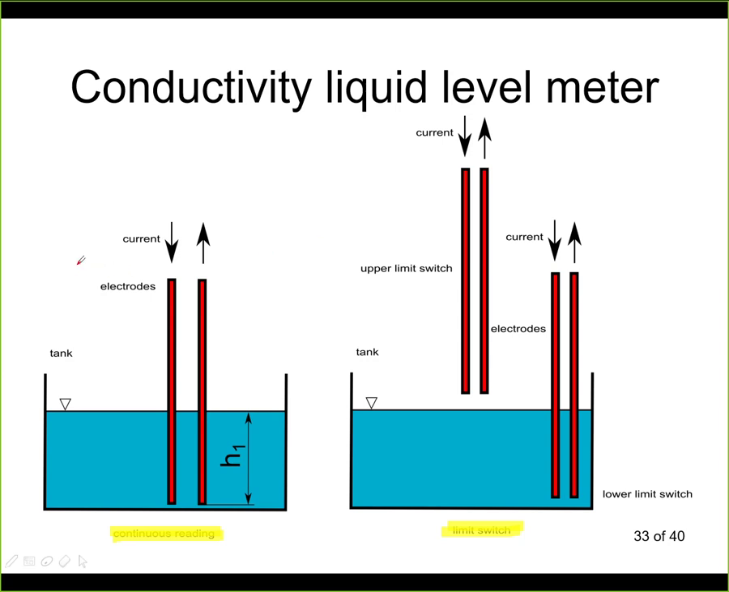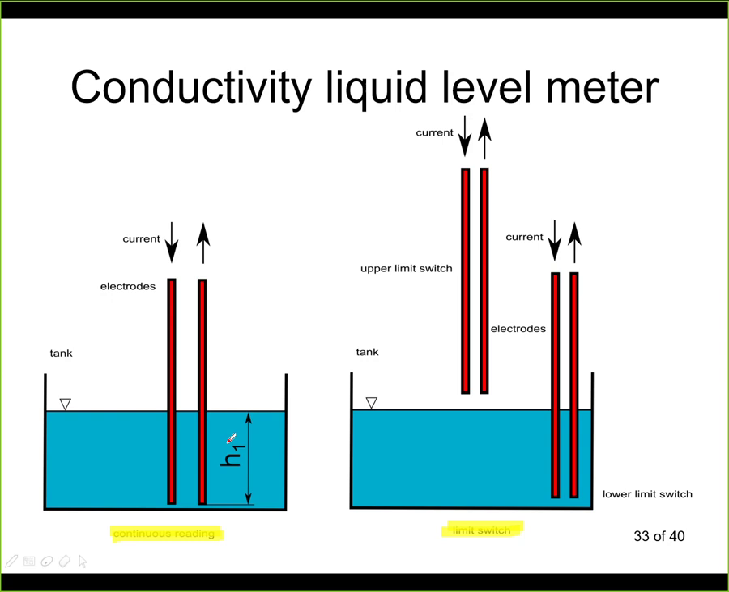So here on the left you can see an example of how we could use it to measure continuously. So this would be continuous reading. So it is somewhere between the point level and continuous group.